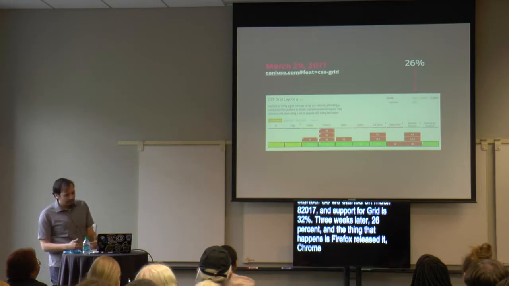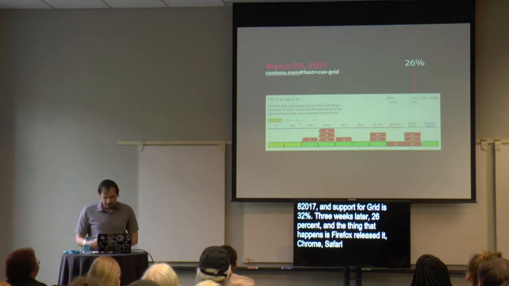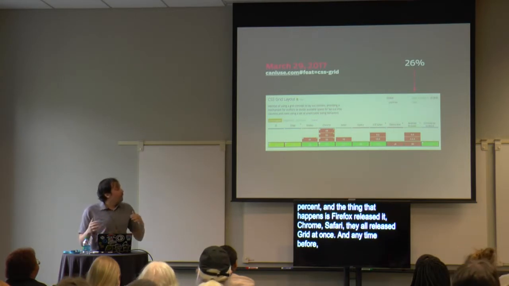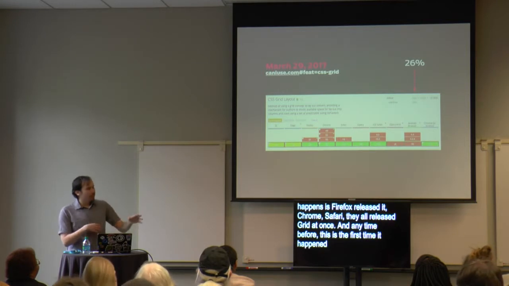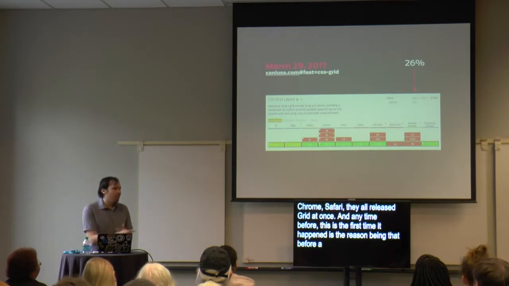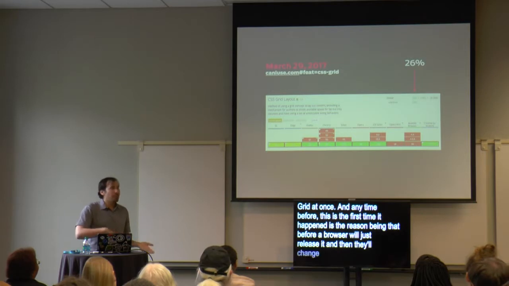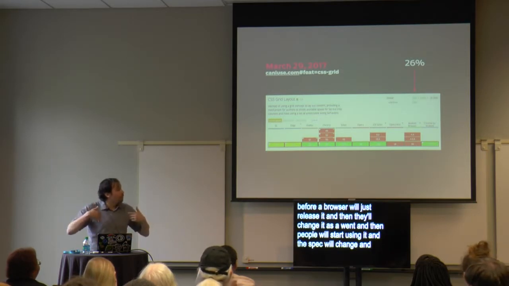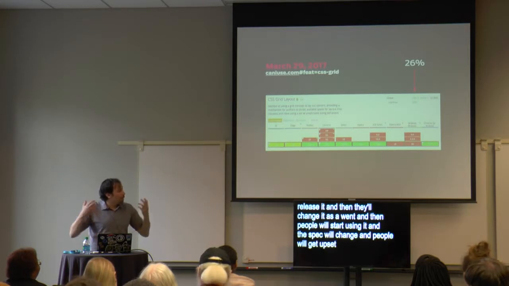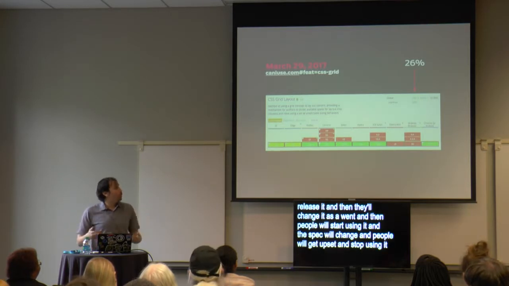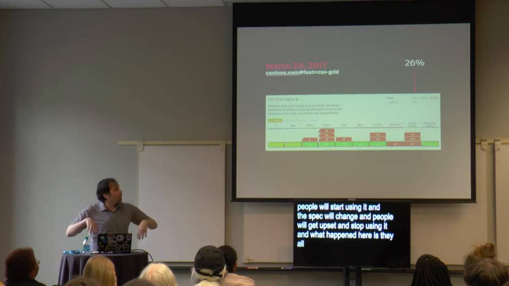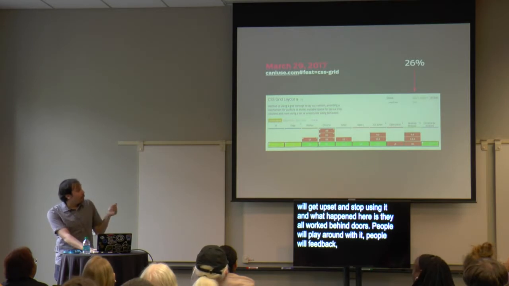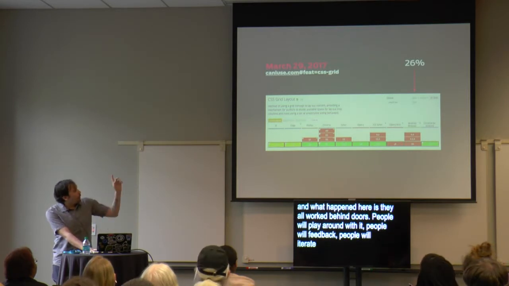This had not happened any time before. It's just the first time it happened. The reason being that before, a browser would just release it, and then they'd change it as it went, and then people would start using it, and then the spec would change, and people would get upset and stop using it. What they did here is they all worked behind closed doors. They released it on the newer versions of the browsers. People played around with it, people gave feedback, people iterated, and then when they were ready, they sent it into production, and it was everywhere. And that was just last year.